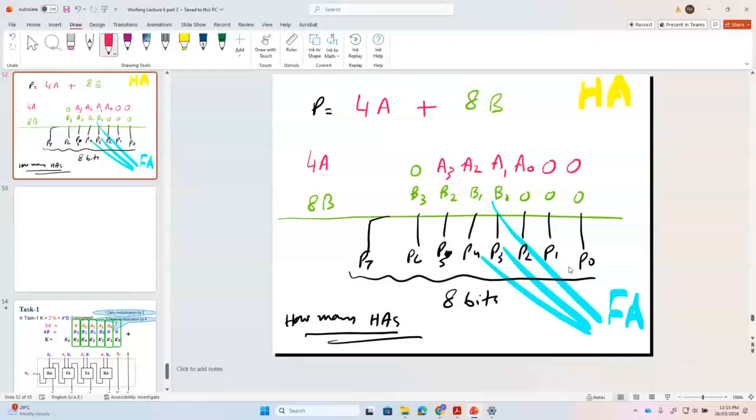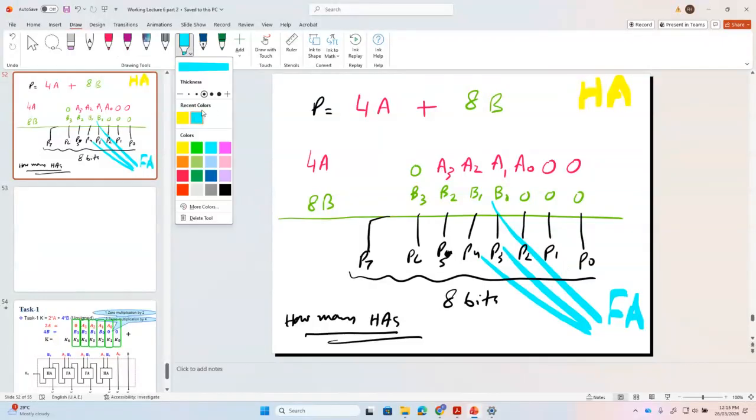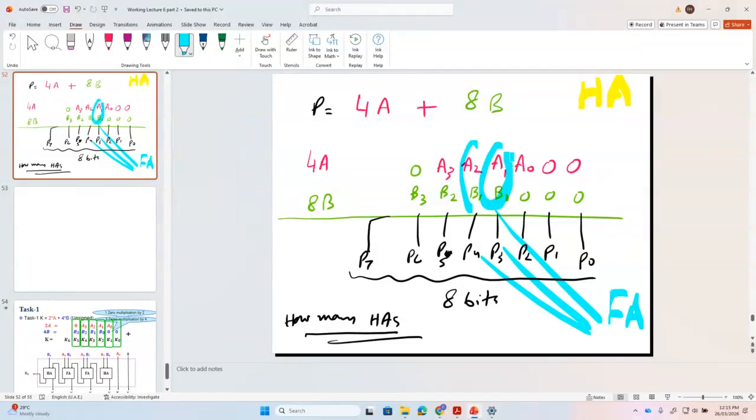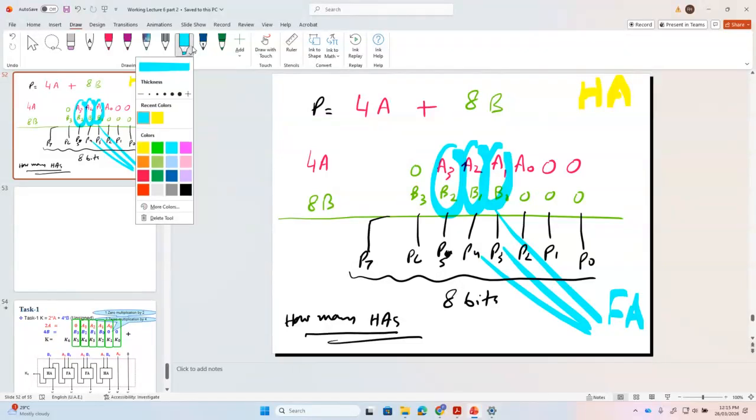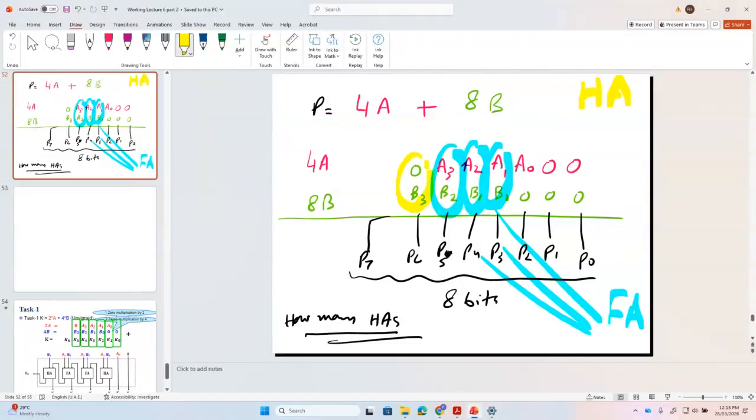So for this we need a full adder. We need a full adder here, here, and here. We do not need a full adder here. And for the last one, this one, we need a half adder. Got it or not got it? Any question?